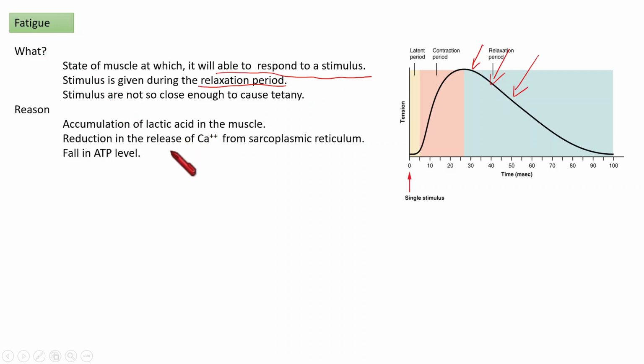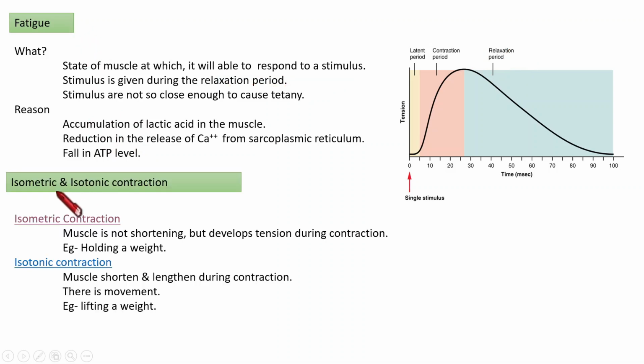Another reason is the reduction in the release of calcium that is stored in the sarcoplasmic reticulum. We know that it is the storehouse. So that reduction also is one reason. And the third reason is the fall in ATP level. All these things will lead a muscle to reach the fatigue state. Okay. Next is about isometric and isotonic contraction. What is the difference between these two types of contraction?